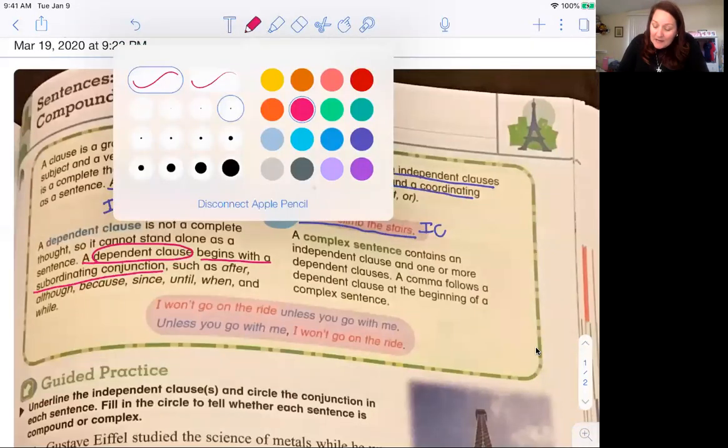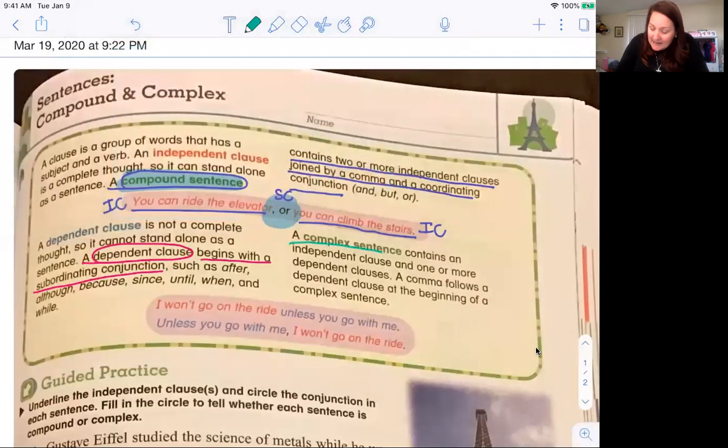A complex sentence contains an independent clause. It can stand by itself. It has a subject and a verb and no subordinating conjunction, unless, only the compound sentences have that comma and conjunction. Okay, so a complex sentence contains an independent clause and, that's a good word here, one or more dependent clauses. A comma follows a dependent clause at the beginning of a complex sentence.